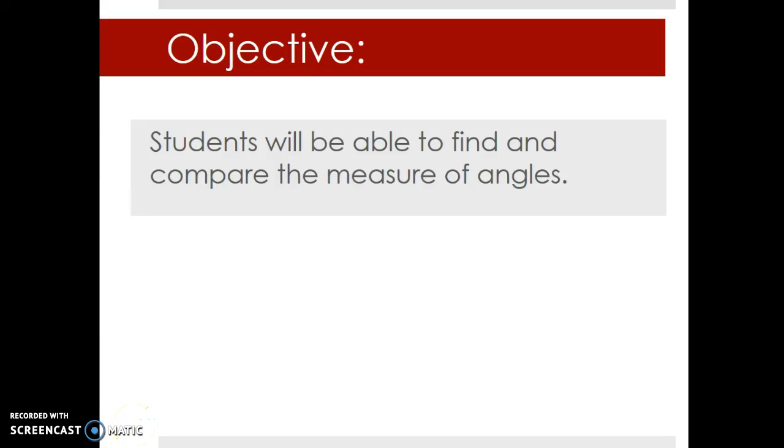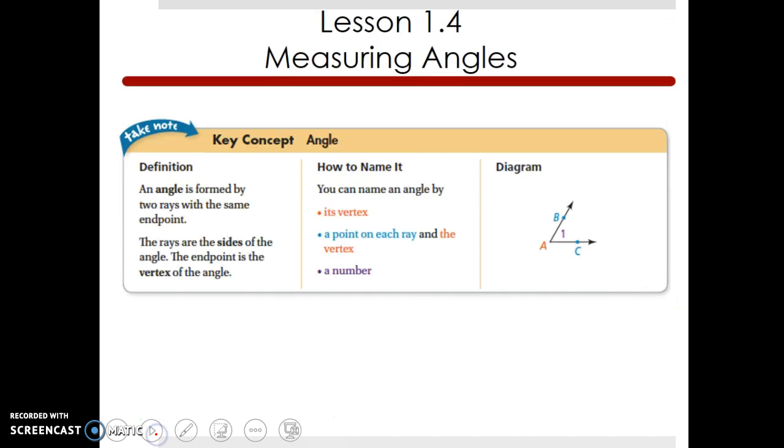Lesson 1.4, measuring angles. The goal for this lesson is to compare and find the measure of angles. An angle is formed by two rays with the same endpoint. You see over here, you have a ray here, and a ray here, and an endpoint at A. The rays are the sides of the angle, and the endpoint is called the vertex of the angle.